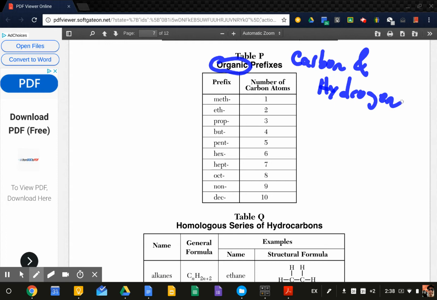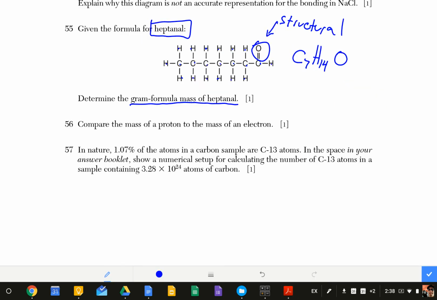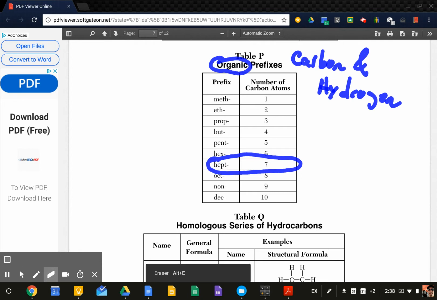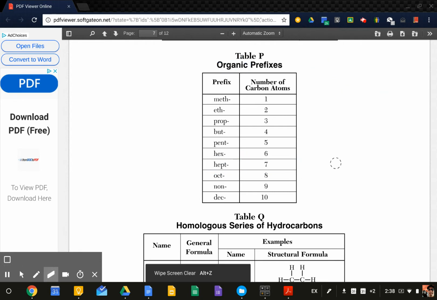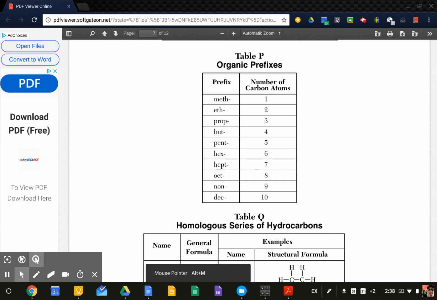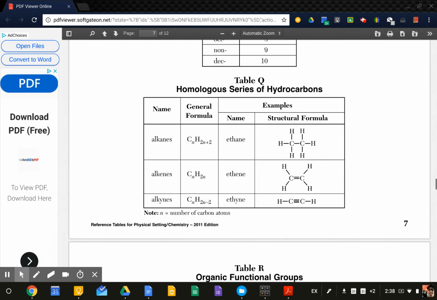So the name of the substance in the question was heptanal, and now check it out. If you look at Table P, organic prefixes, it says hept means that there are 7 carbon atoms, which we saw is definitely the case in the formula. And now, why is it called heptanal? It's not going to be Table P that helps us understand that. Table Q also has to do with organic compounds. We're going to come back to that later.